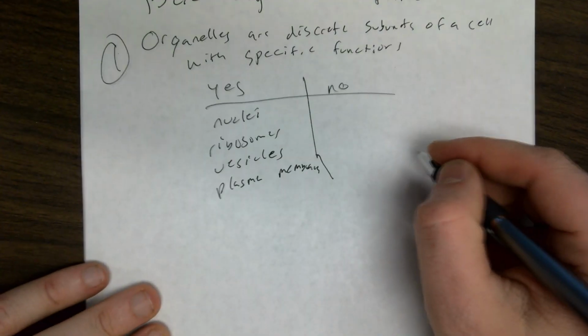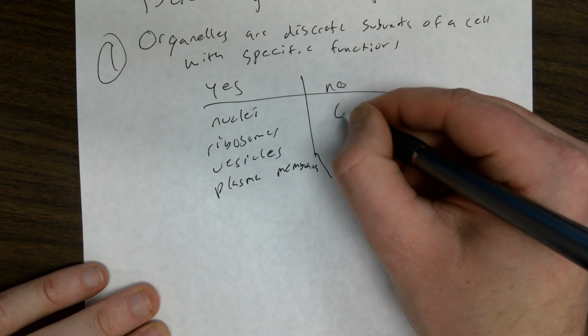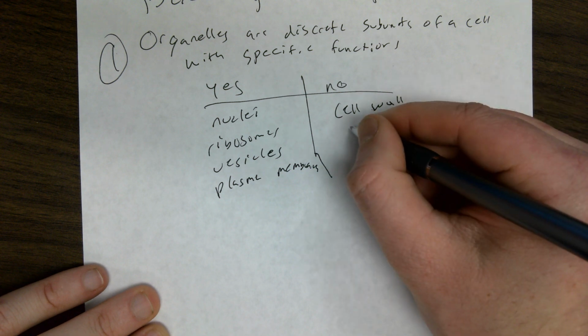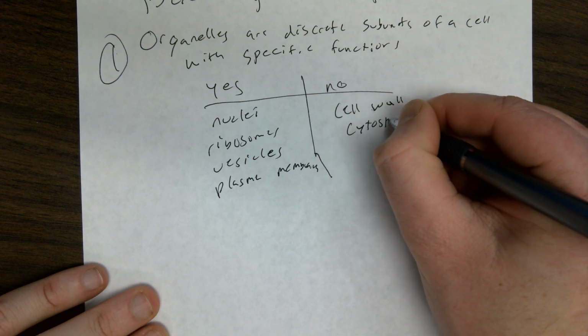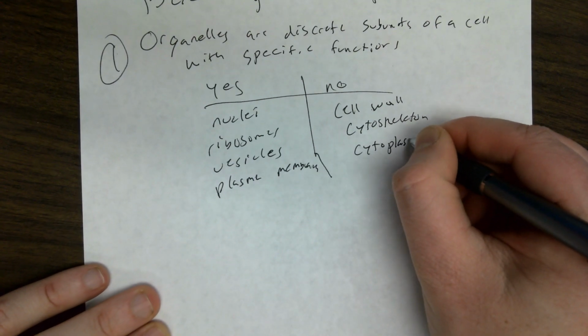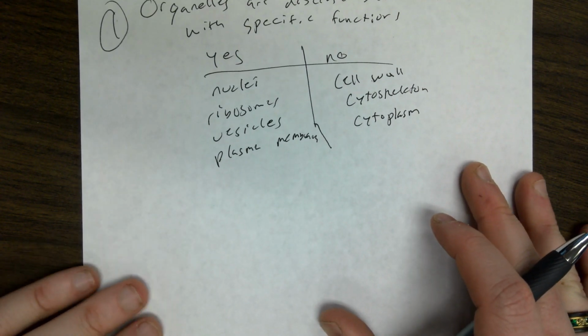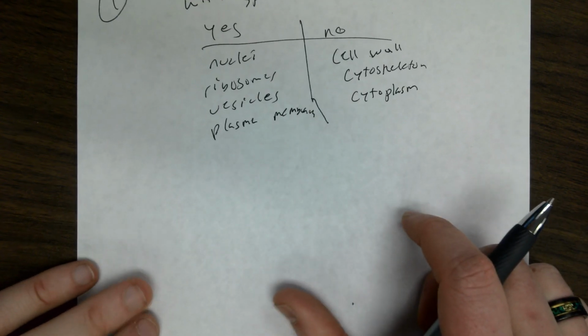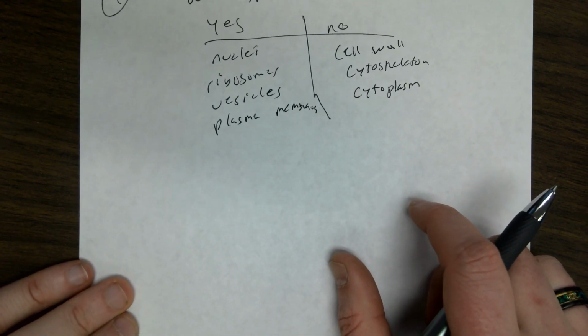But there are some that they don't count, and that is cell wall does not count, cytoskeleton does not count as an organelle, and cytoplasm. So all these kind of like structural things do not count as organelles. They don't have a function, they're just structural. I think that's their reasoning. Nobody really knows.